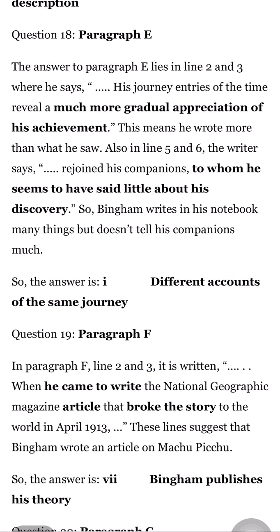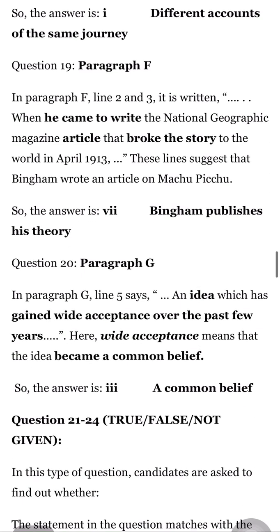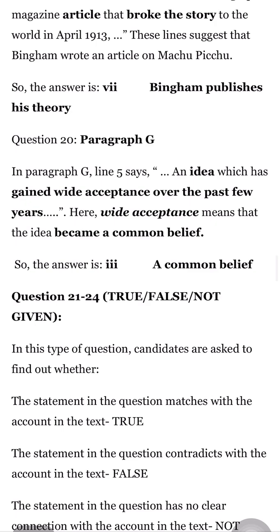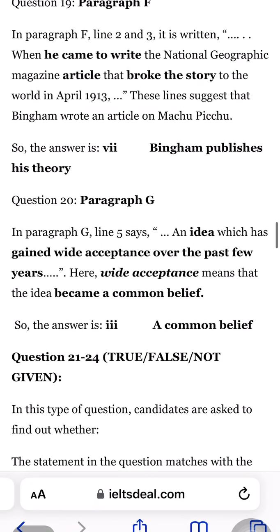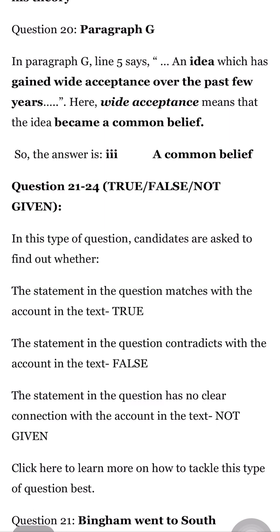Question 19, paragraph F. In paragraph F, line 2 and 3, it is written, when he came to write the National Geographic magazine article that broke the story to the world in April 1913. These lines suggest that Bingham wrote an article on Machu Picchu. So, the answer is B, Bingham publishes his theory. Question 20, paragraph G. In paragraph G, line 5 says, an idea which has gained wide acceptance over the past few years. Here, wide acceptance means that the idea became a common belief. So, the answer is a common belief.